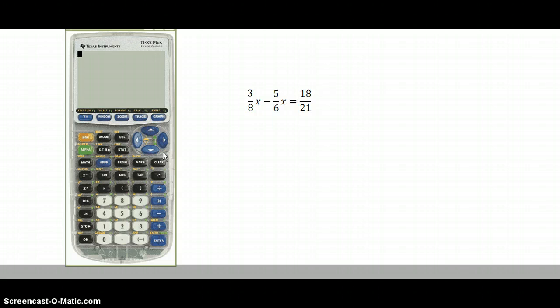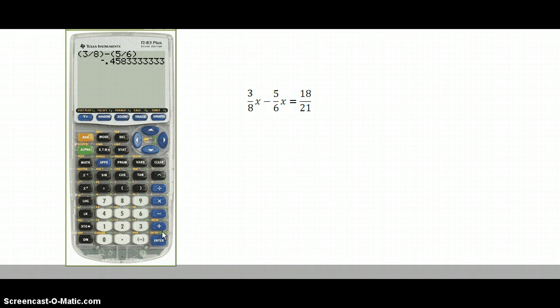What you will want to do is put in your 3/8. And we're going to put it in parentheses to make sure not to disturb any of our order of operations. So we have open parentheses 3 divided by, because remember this is a division bar, so divided by 8, close your parentheses, minus open parentheses 5 divided by 6, close your parentheses. Then we go ahead and hit enter.